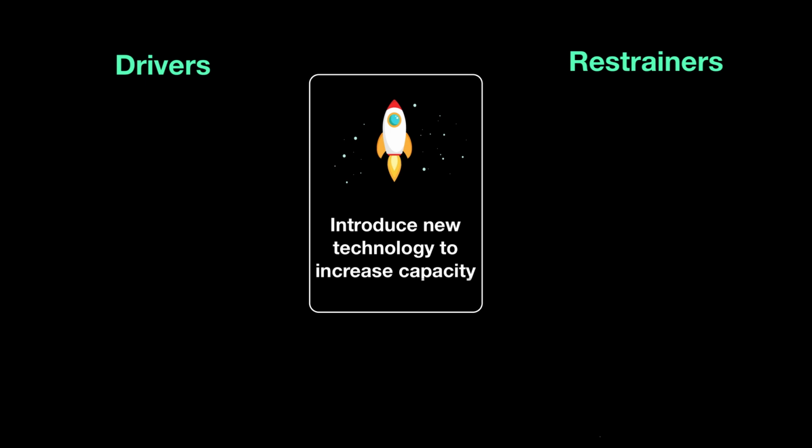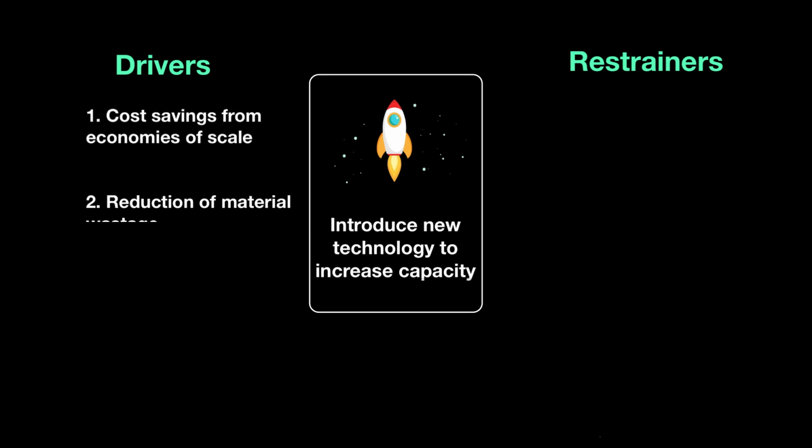Now we know that there are some pros and cons of such a decision. The pros would be the drivers. The biggest pro is the cost saving from economies of scale. You can produce more units. You will also reduce material wastage because computers don't make mistakes as many as compared to human labor. And thirdly, you know that it can also be used for improved customer service through use of AI, to make an online shopping experience a bit more fun.